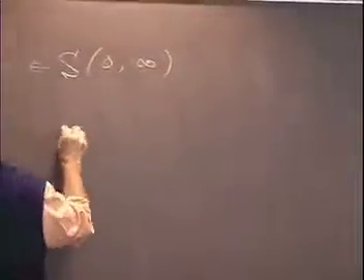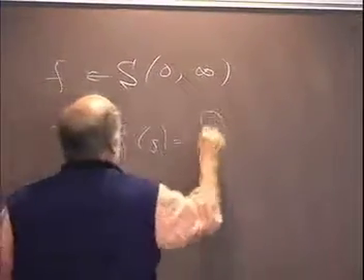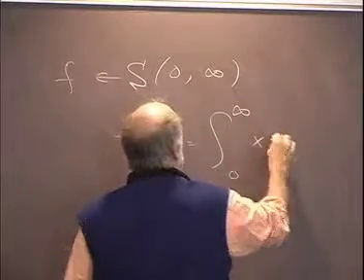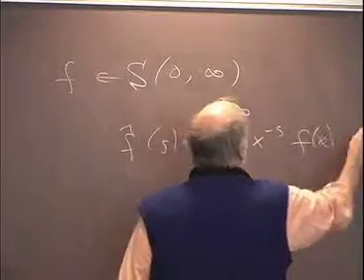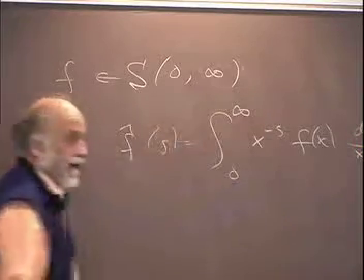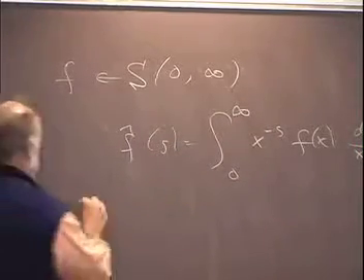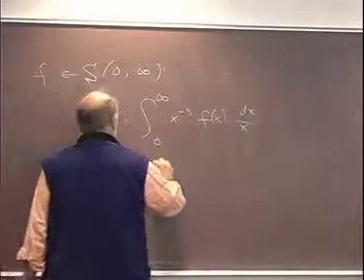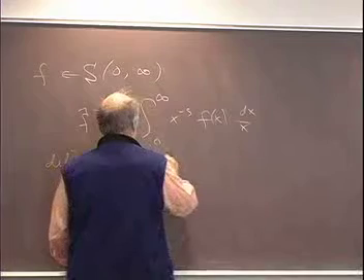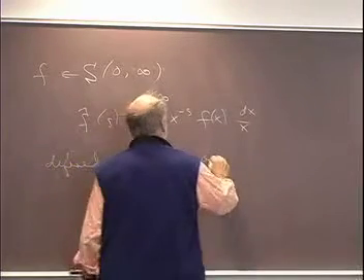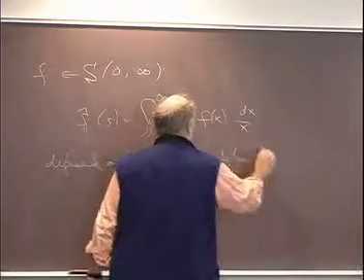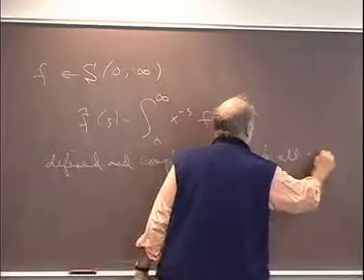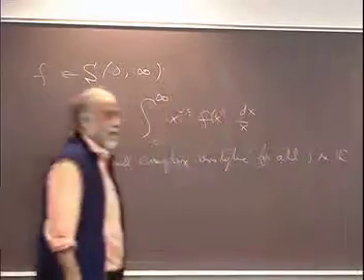And the point is that if f is in the Schwartz space of 0 to infinity, then f hat of s, which is equal to the integral from 0 to infinity of x to the minus s f of x dx over x, is defined and holomorphic for all s. Analytic, complex analytic, for all s in C. And this is the smallest space with that property.